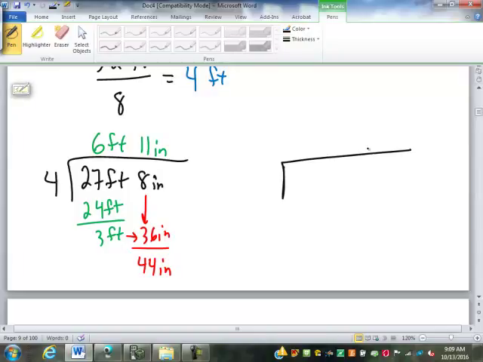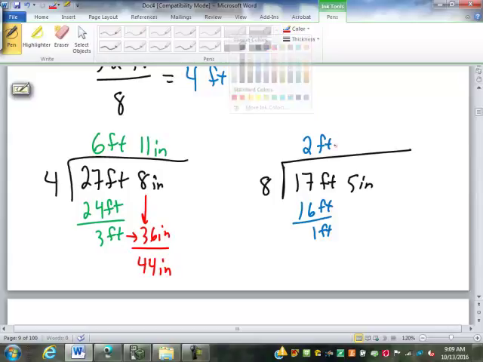So I might have 17 feet, 5 inches divided by 8. So 8 goes into 17 feet twice. That's 2 feet. 2 feet times 8 is 16 feet. I subtract, I have 1 foot left over. What do I have to do now? Convert that 1 foot into 12 inches before I bring down my 5 inches. 5 and 12 make 17 inches.